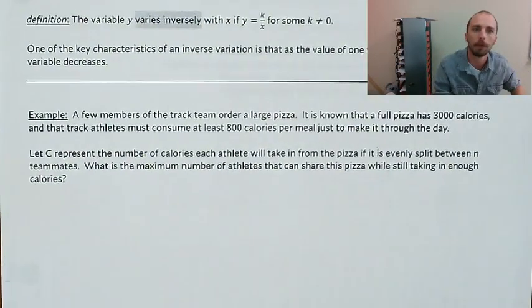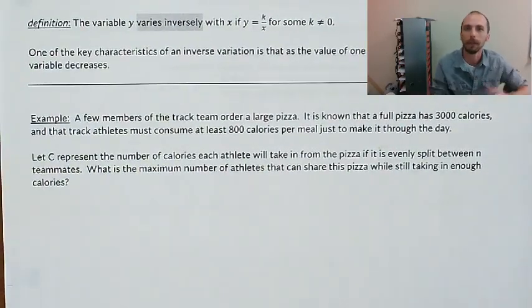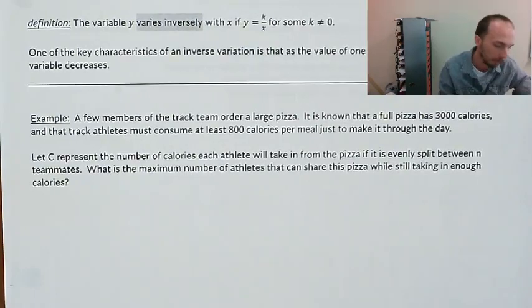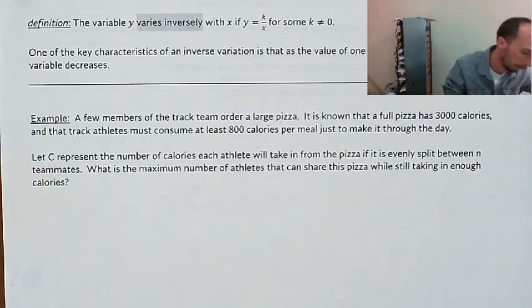So a few members of the track team order a large pizza. Okay? And you think about sharing, right? The more people there are to share amongst, the less each person gets. So it's known that a full pizza has 3,000 calories and that track athletes must consume at least 800 calories per meal just to make it through the day. Let C represent the number of calories each athlete will take in from pizza if it's evenly split between N teammates. We're going to write an equation for that first.